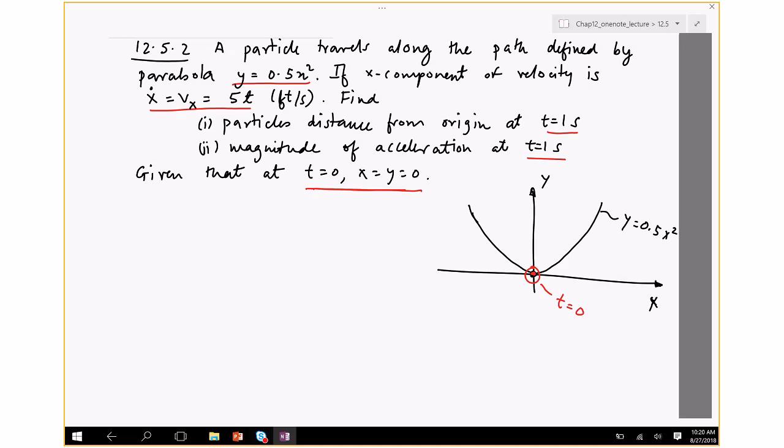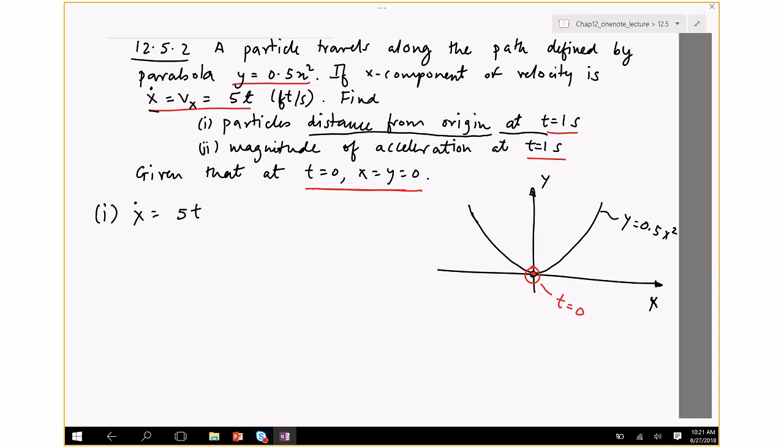So we are told that x dot equals vx equals 5t. Okay, and we are trying to find the distance from origin at t equals 1 second. So let's try to see where we get using that equation. X dot equals 5t. In order to find the distance from origin at t equals 1 second, I'm going to try to solve for x at time t equals 1 second and y at time t equals 1 second. Once I know the x and y position, the distance from the origin is simply the square root of x squared plus y squared.